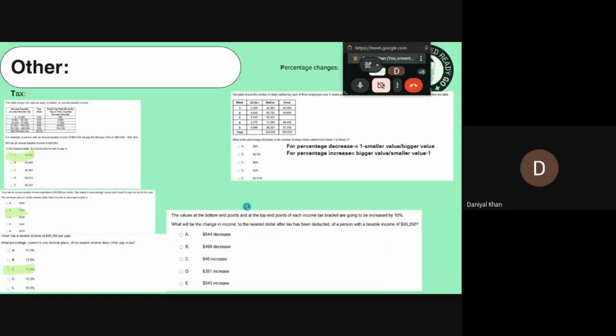All right, so moving on. The values at the bottom endpoints and top endpoints of each income tax bracket are going to be increased by 10%. What will be the change in income to the nearest dollar after tax has been deducted of a person with a taxable income of 36,250? Okay. So the thing to remember with this section is that the bottom one of this is going to change, and the top one of this is also going to change because we've established which bracket it's in. It's the second one. So if you do your 8,950 times 1.1, you'll get an answer of 9,845.